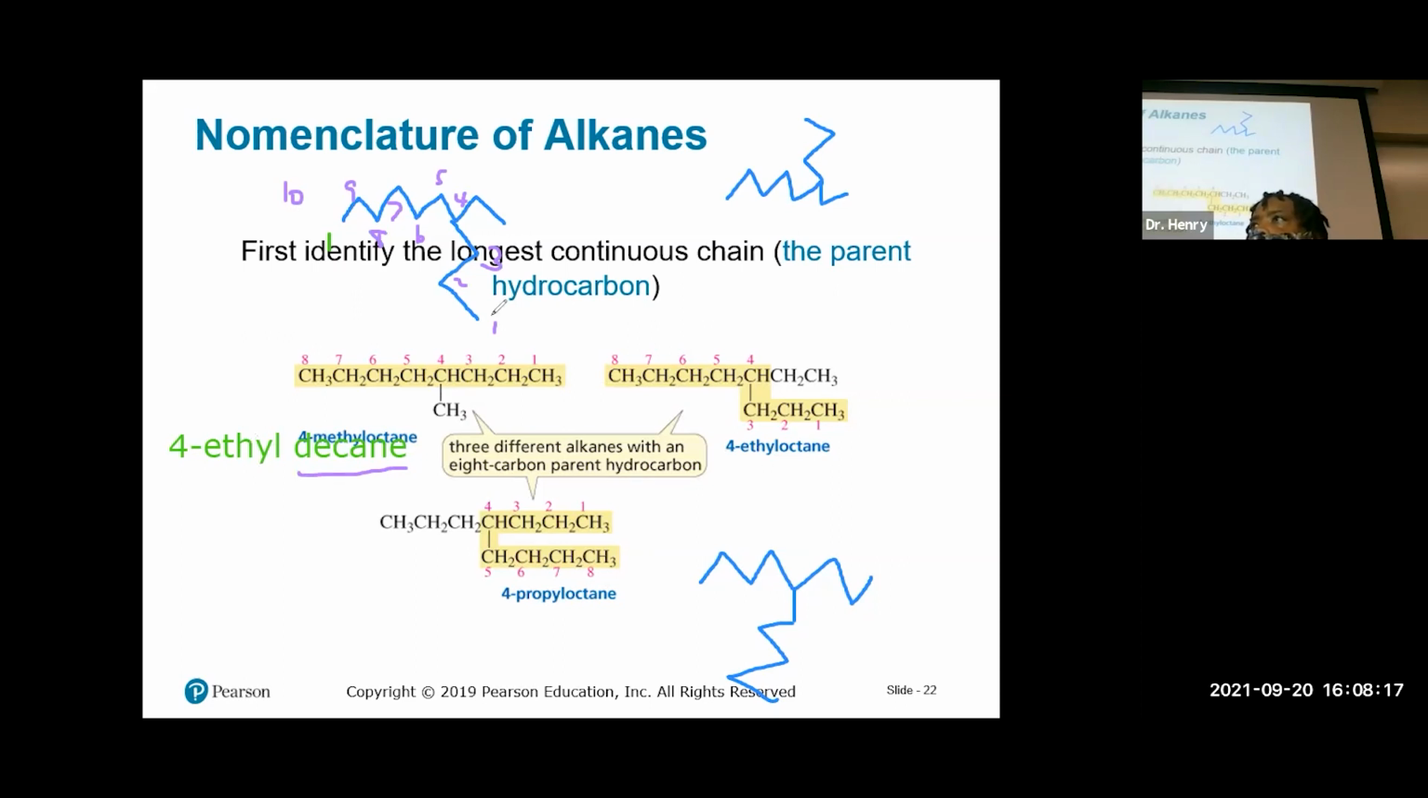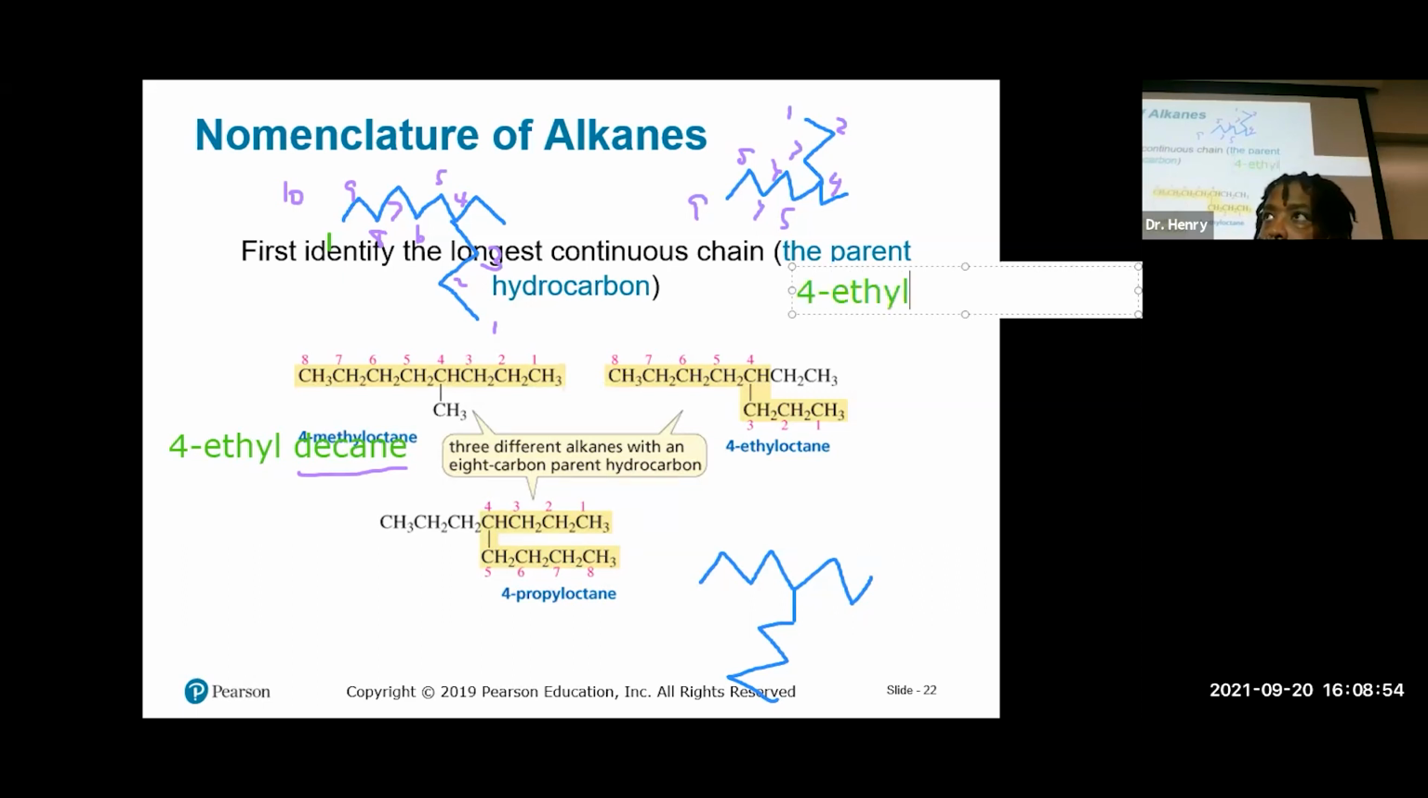Okay, what about this one here? Okay, so we have 1, 2, 3, 4, or 1, 2, 3, 4, 5. Okay, so this is shortest distance, 1, 2, 3, 4, 5, 6, 7, 8, 9. So you said 4-ethyl. Boy, I like those ethyls, don't I? Ethyl nonane. Okay. Or nonane.